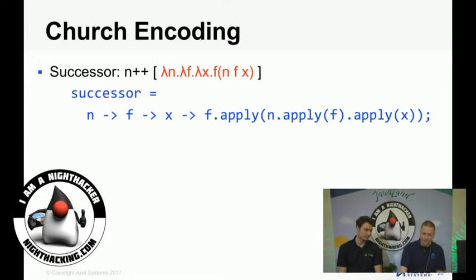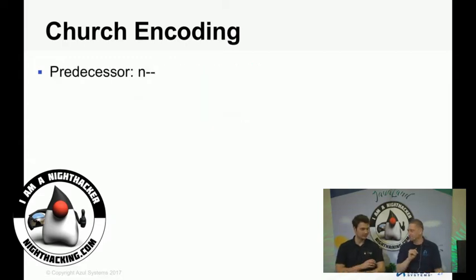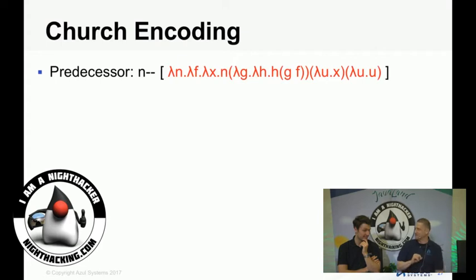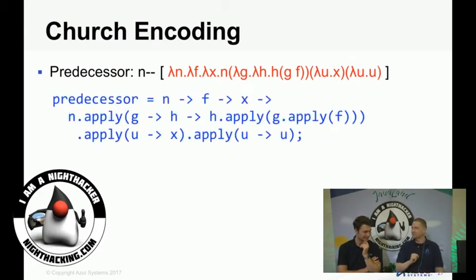The opposite of that is predecessor. Now, predecessor is removing one call to that function. That's not easy. If I show you the lambda notation for that, we get this. And this obviously is quite complicated. I'm not going to go through this, trying to explain it in terms of what it actually does. And if we look at the equivalent lambda expression in Java, we get this. So again, it's quite involved. Fortunately, in our particular example, we're not going to use predecessor too much.